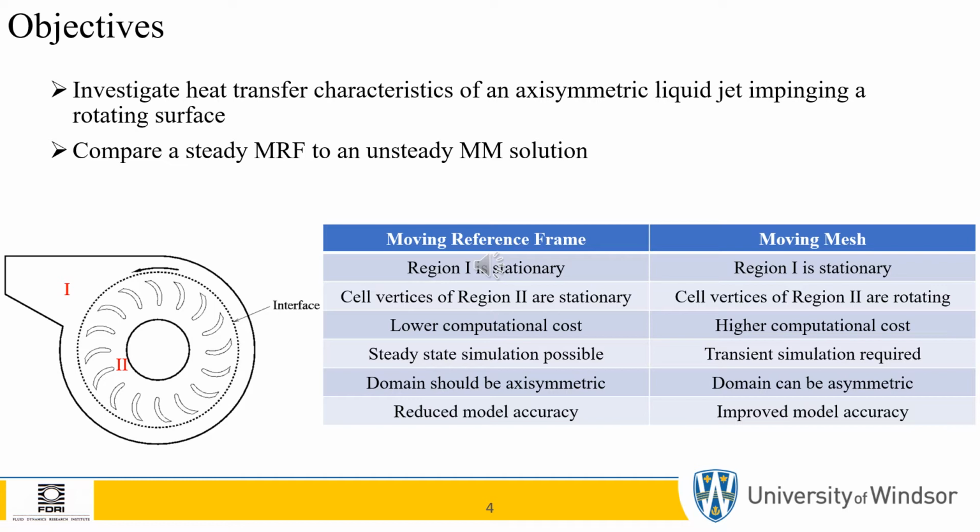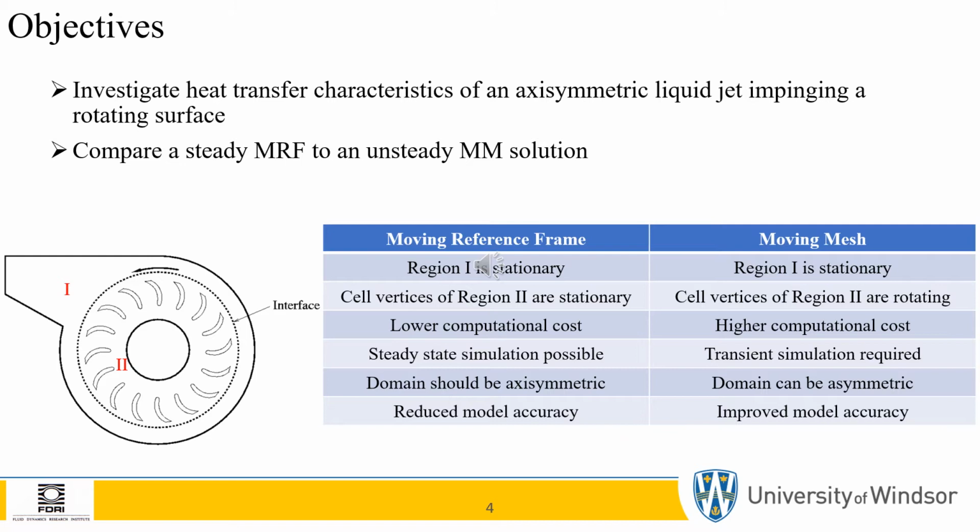Let's first understand the differences between the MRF and the MM approaches. We can see an image below where we see a centrifugal pump with region 1 and region 2 defined, with an interface between each region. For both the moving reference frame and the moving mesh approaches, region 1 is considered stationary. However, for the moving reference frame, the cell vertices of the mesh for region 2 are stationary. For moving mesh, the cell vertices of the mesh for region 2 are actually rotating.